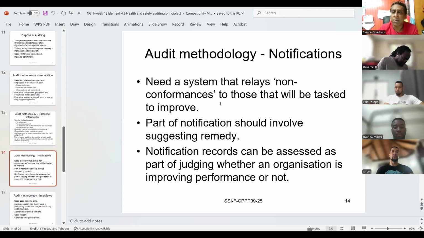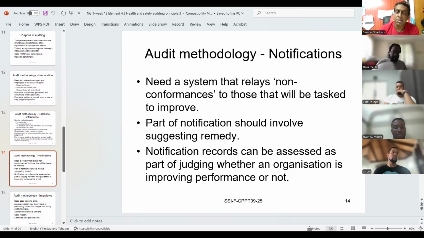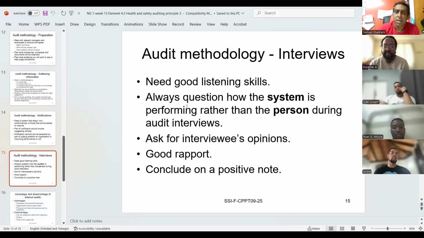Notification: you need a system that relays non-conformances, and an NC is where you didn't meet a requirement. So those are the tasks to improve. Part of notification should involve suggesting a remedy. Notification records can be assessed as part of judging whether an organization is improving performance or not.